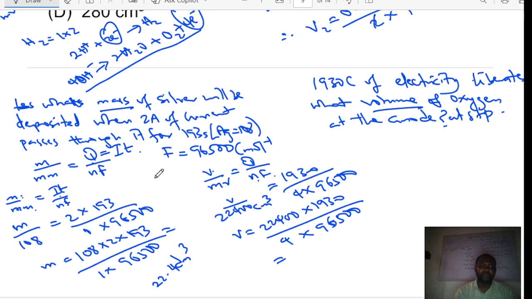Now, sometimes you may be asked to find time, sometimes you may be asked to find current. All you need to do is to make it the subject of the formula, and you are good to go.